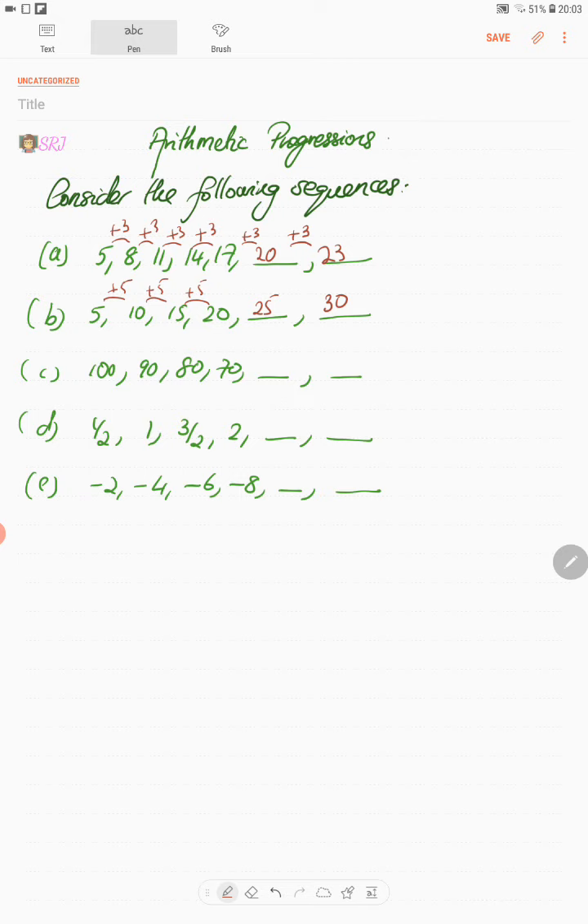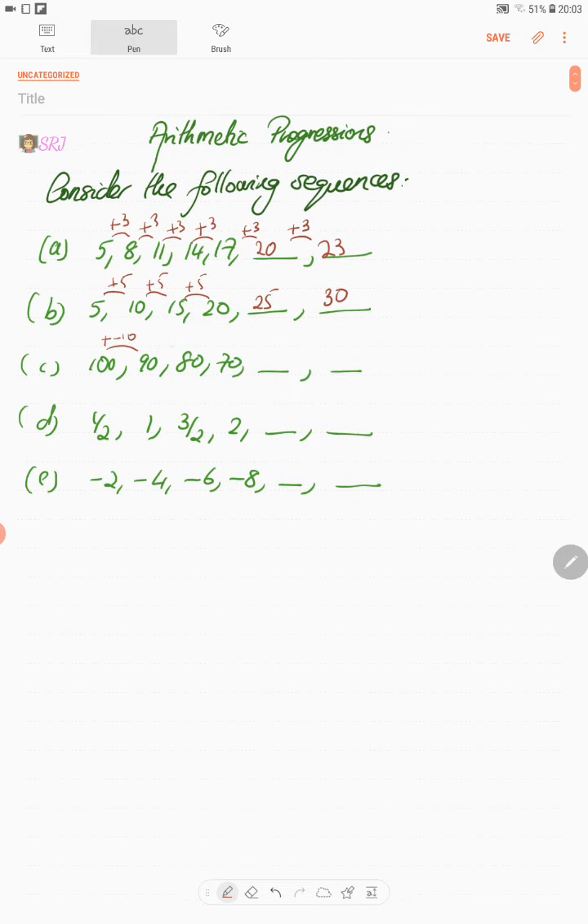Part C, we have 100, 90, 80, 70. This time we can see that the terms in the sequence are decreasing. So here we are adding minus 10. Here also we add minus 10. Here we add minus 10. Here we add minus 10, it becomes 60. We add minus 10, it becomes 50.